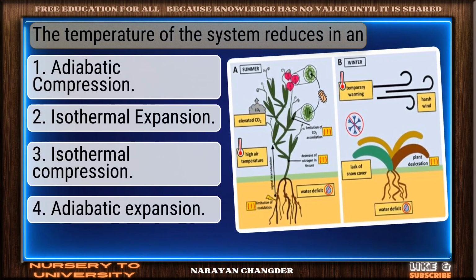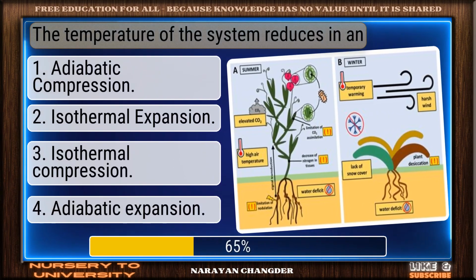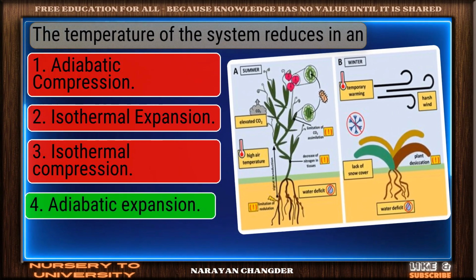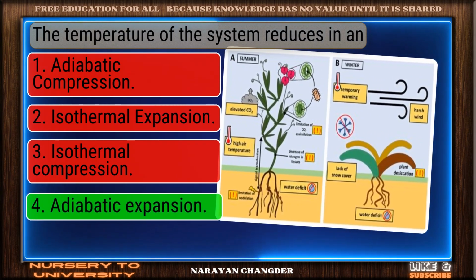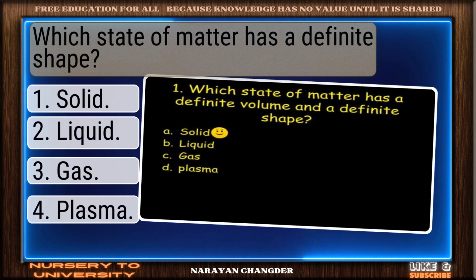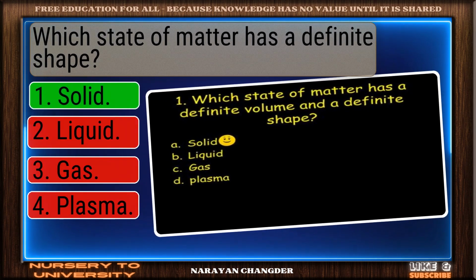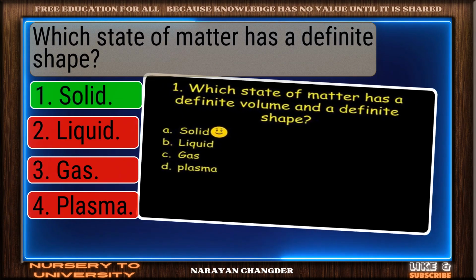The temperature of the system reduces in an. You chose adiabatic expansion, and it is correct. Which state of matter has a definite shape? Excellent. Solid is a brilliant choice.